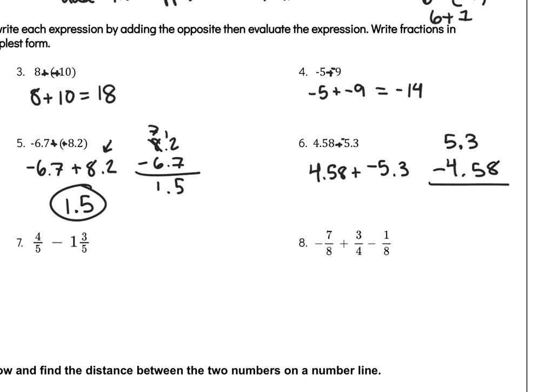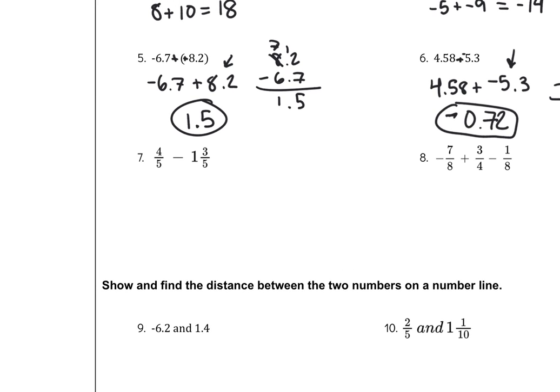Notice this time when I line my decimals up, I'm going to need a placeholder 0 in 5.3. Then I'm going to need to borrow. I get 2, borrow again. I get 7, and that's 0. Okay, so now I'm at 0.72. I've got to check my signs. This one has the bigger value. It's negative, so my answer is negative.